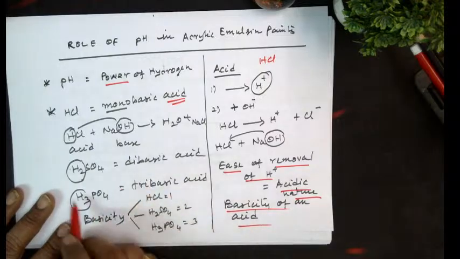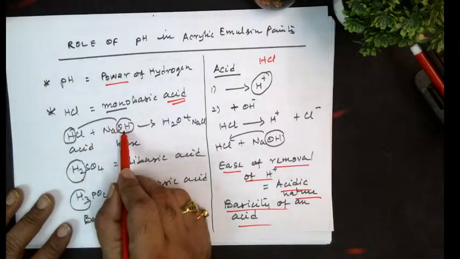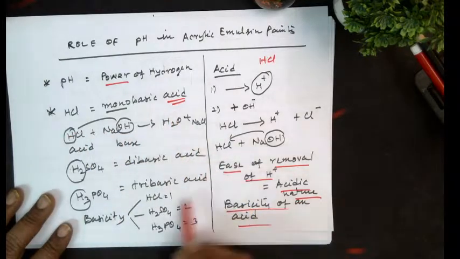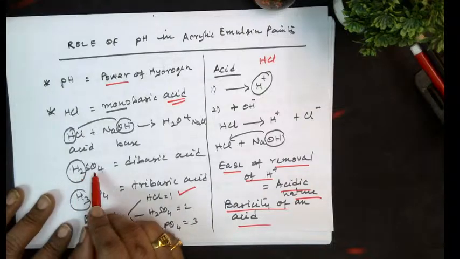So what is the basicity of hydrochloric acid? It can combine with one OH or it can release H+. It means monobasic. So for hydrochloric acid, it is 1. H2SO4, this is sulfuric acid.